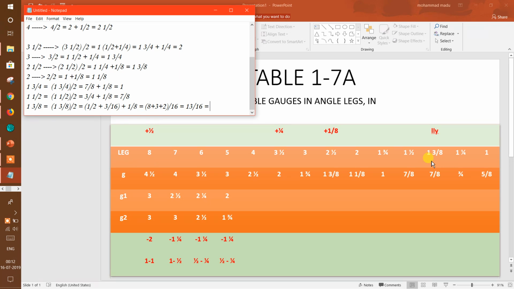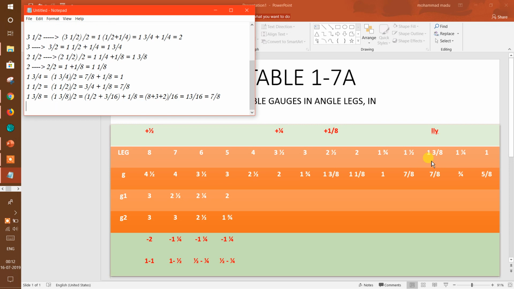If you want to convert this one, 13 by 16, we're going to get almost 600 by 8. Instead of just writing 600 by 8, we're going to simply write 7 by 8, which is similar to 8. That's why you can divide it also, no problem.